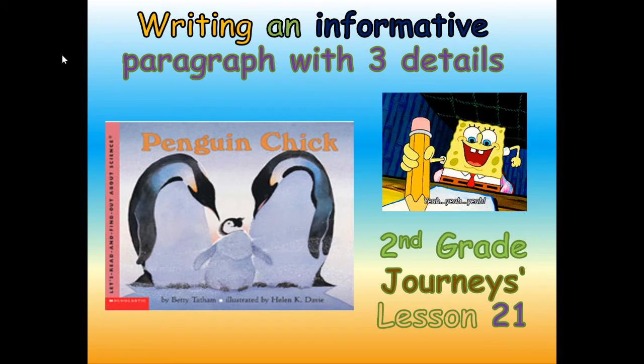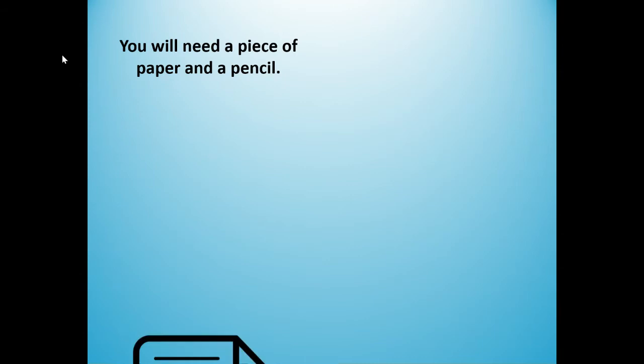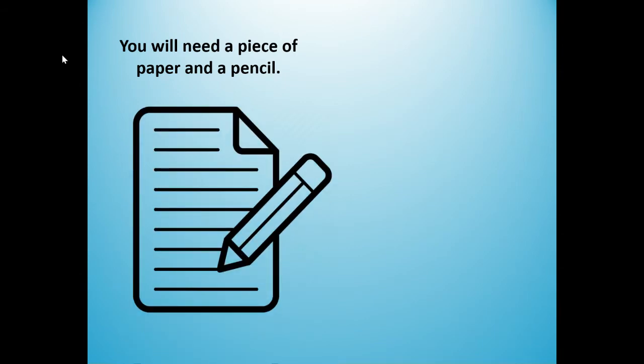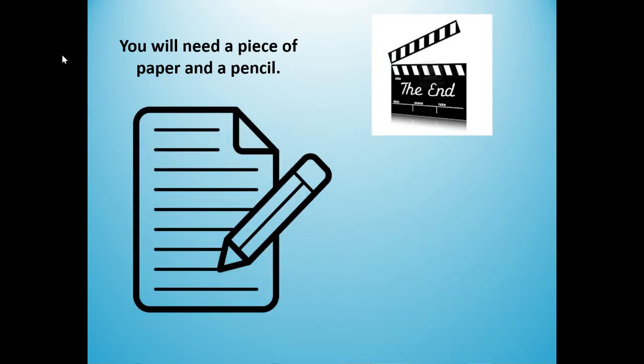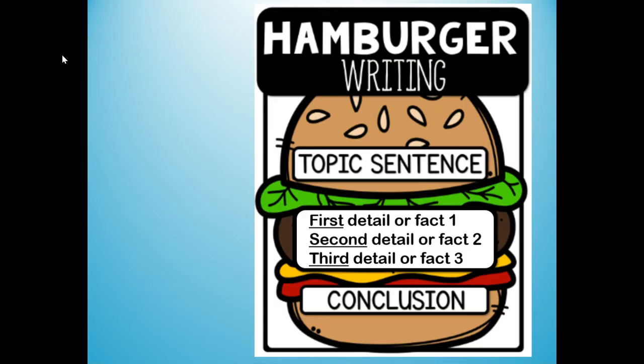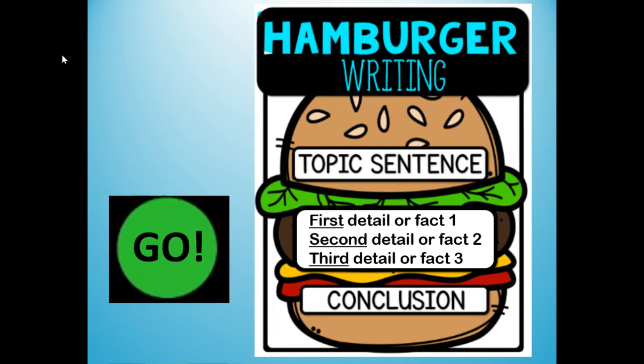Today, you're going to focus on writing an informative paragraph with three details or three detailed sentences. And this is for our anchor text, Penguin Chick, from Second Grade Journeys, Lesson 21. So for this lesson, you will need a pencil and a piece of paper because at the end of our review, you're going to challenge yourself and do some hamburger writing. You're not actually going to write about hamburgers. The hamburger gives us a great visual.